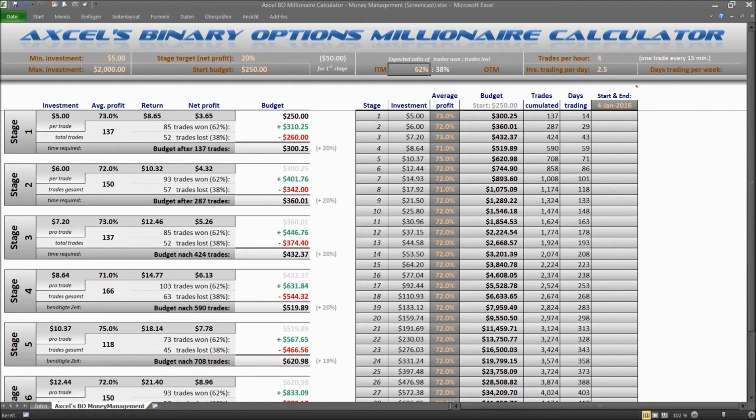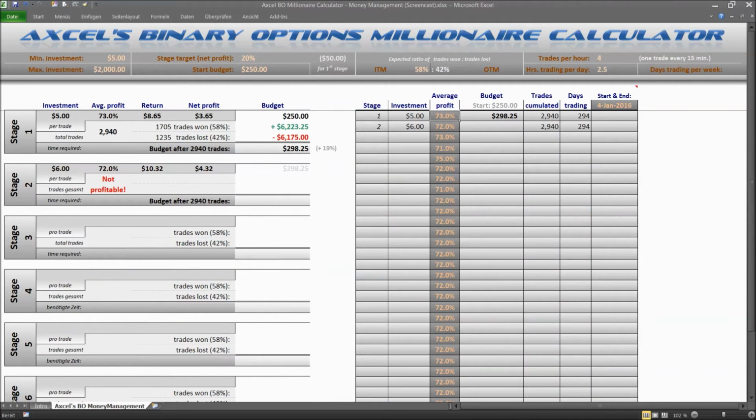We all want a very good strategy with a success rate of more than 80%, more than 90% even or something. But I really doubt that this is actually possible. In practice, it will be much lower. So 62%, as I said, is a rather low value, and it should not be much less than that. If I enter maybe a value of, let's say, 58%, there you go, then it would still work for the first stage because I have an average profit there of 73%.